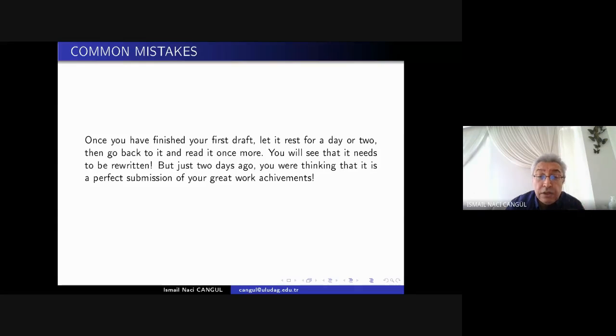Then go back to it in 2 days, 3 days, and read it once more. You will see that you will be rewriting it. Lots of mistakes, lots of needs for change, okay? But 2 days ago, you were thinking that it's finished, it is ready to be published, the editors will applaud you, okay? So this doesn't work like that.